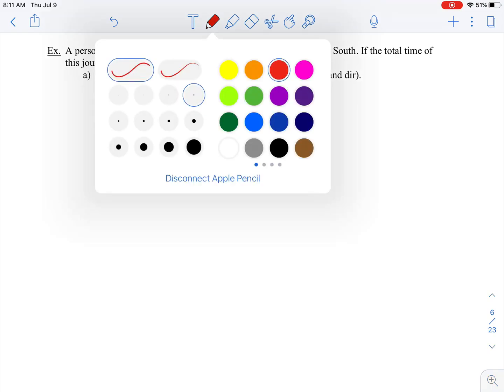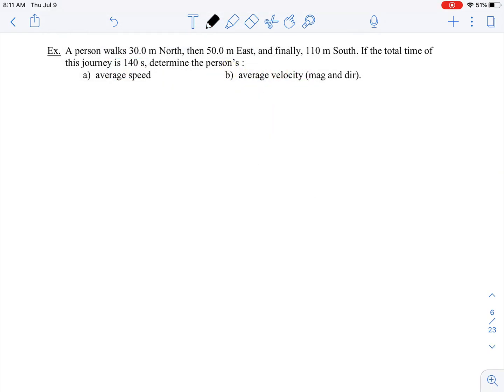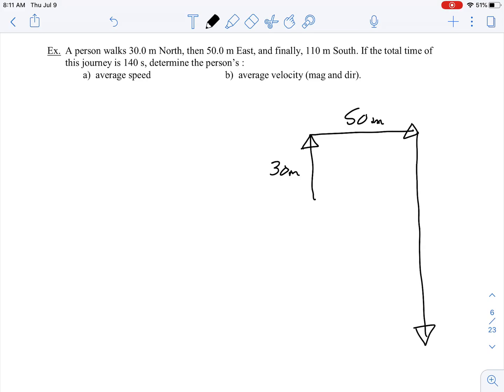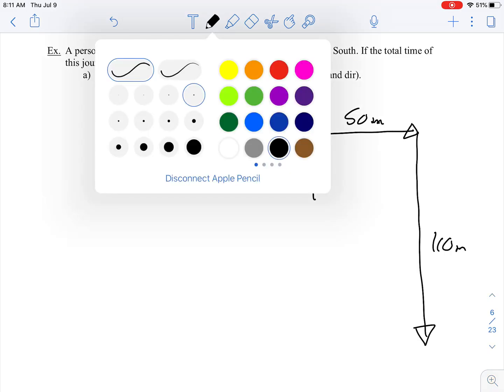Let's see how you guys did. So we're going to go 30 meters north. To the tip of that, we're going to add 50 meters to the east. And then to the tip of that, you add one more, which would be 110 to the south. And the resultant again goes from start to finish.